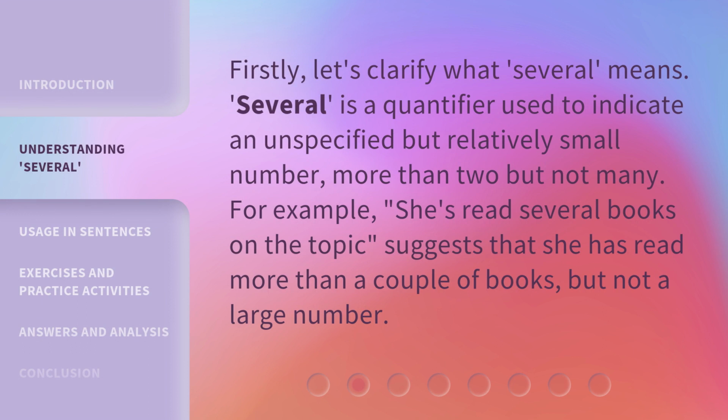Firstly, let's clarify what several means. Several is a quantifier used to indicate an unspecified but relatively small number, more than two but not many. For example, "She's read several books on the topic" suggests that she has read more than a couple of books, but not a large number.